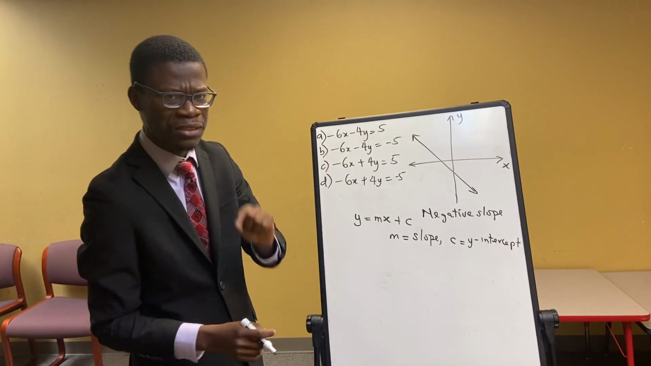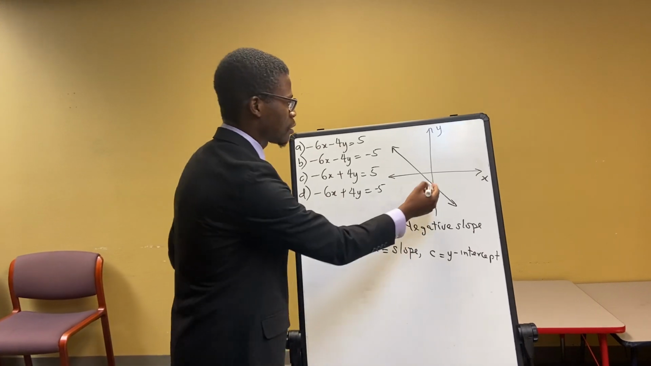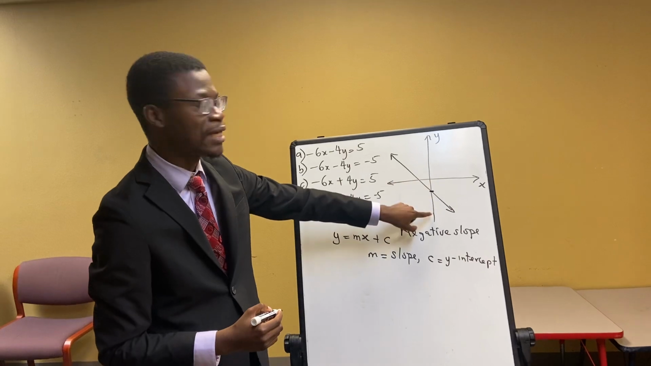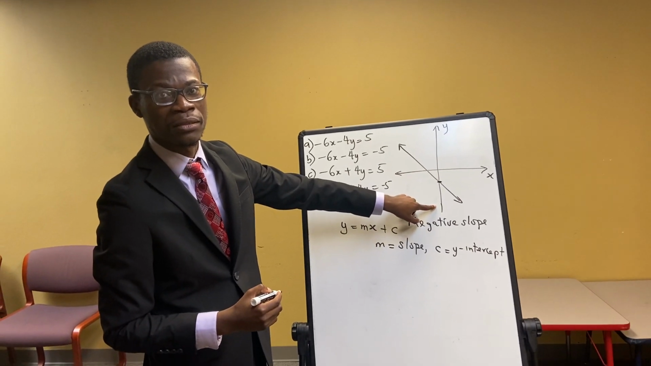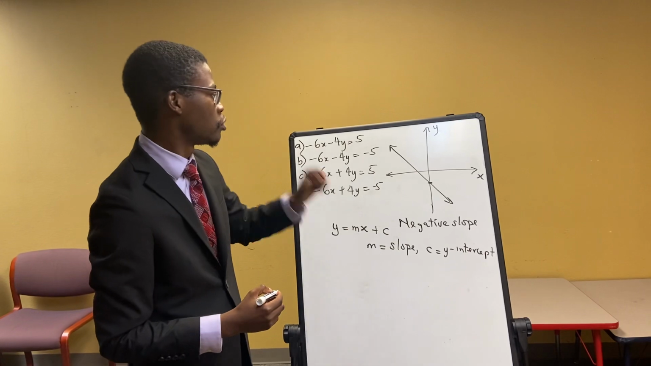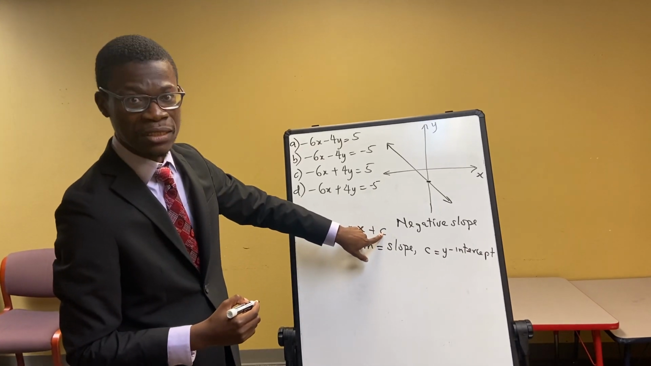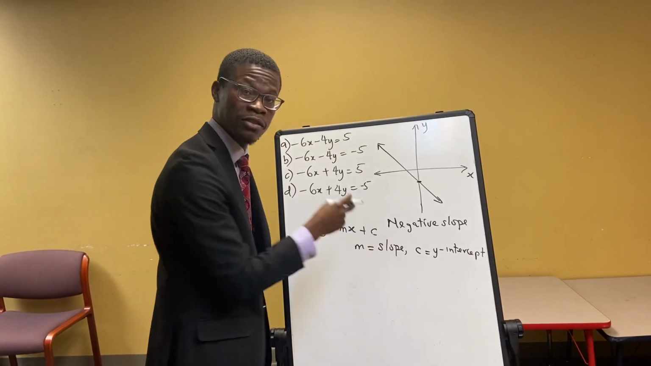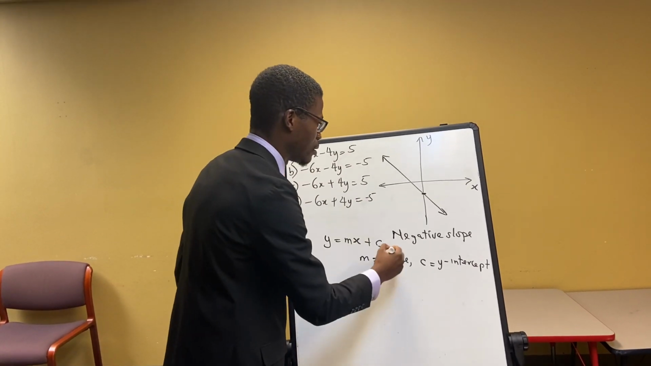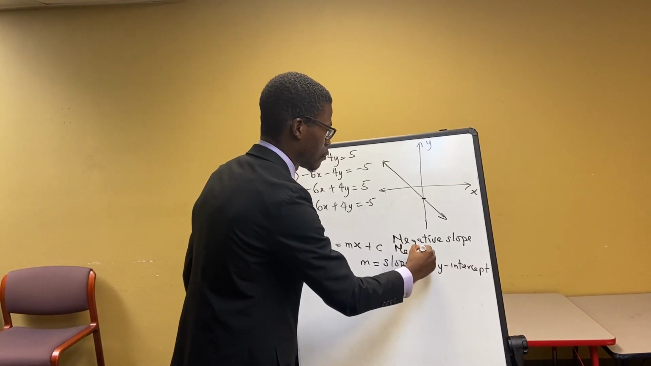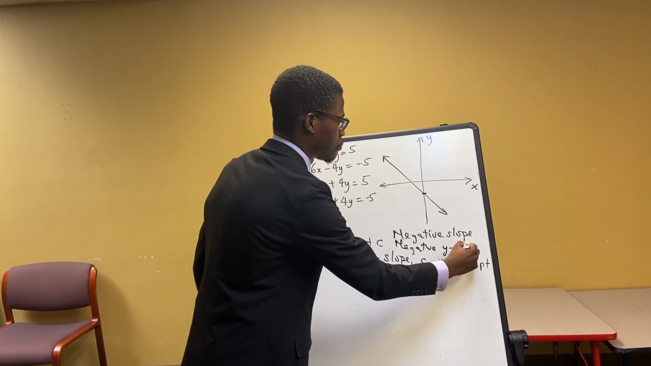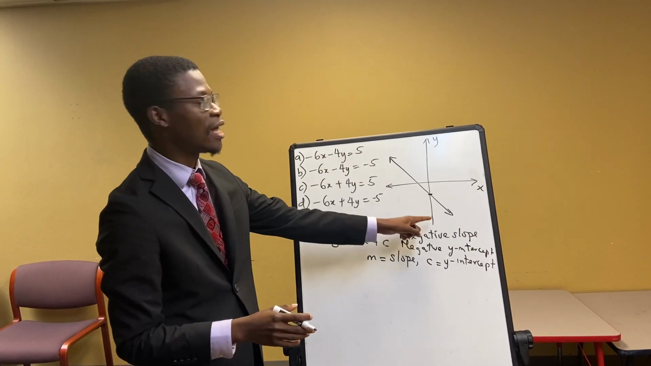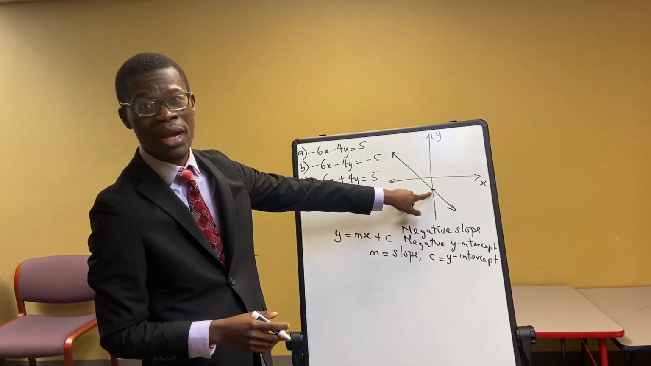Now, what is the y-intercept of this line? The y-intercept is at this point, and this point is also in the negative y. You see that? In the negative y plane. So you also identify that this c is negative. For this line, we have a negative slope and a negative y-intercept. So we've already identified two important things about this line: A, it has a negative slope, and B, it has a negative y-intercept.